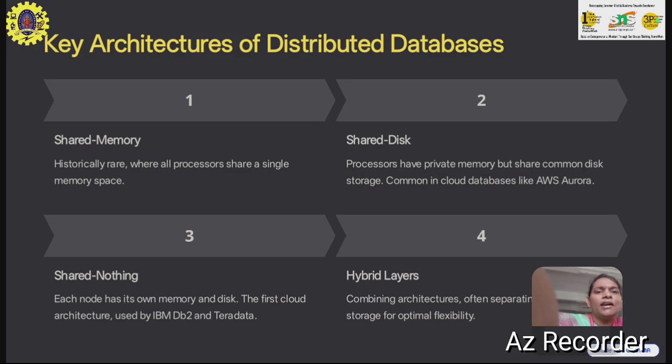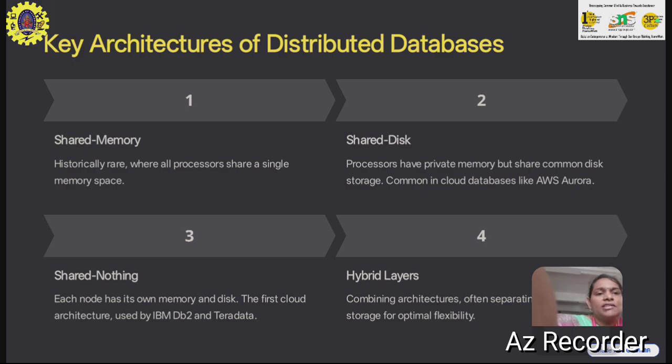Next, let us see the key architectures of a distributed database. The main architectures are classified as shared memory, shared disk, shared nothing and hybrid layers. Shared memory is rarely used; all processors share one memory. Next is shared disk, where each processor has its own memory but shares the same disk, like Amazon Aurora. Shared nothing is the most commonly used, where each node has its own memory and disk, and IBM DB2 and Teradata fall under this.